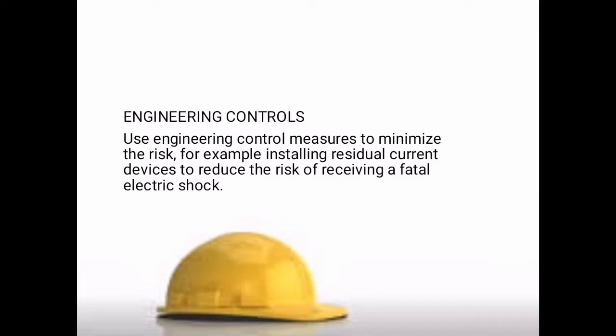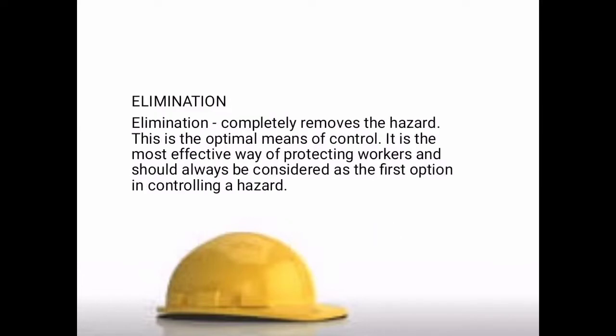Now let us first talk about elimination. Elimination completely removes the hazard. This is the optimal means of control. It is the most effective way of protecting workers and should always be considered as the first option in controlling a hazard. The most effective control measure is to remove the hazard or hazardous work practice. By designing in or designing out certain features, hazards may be eliminated.